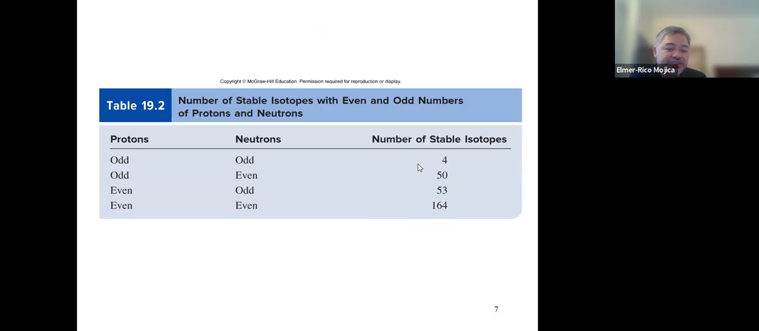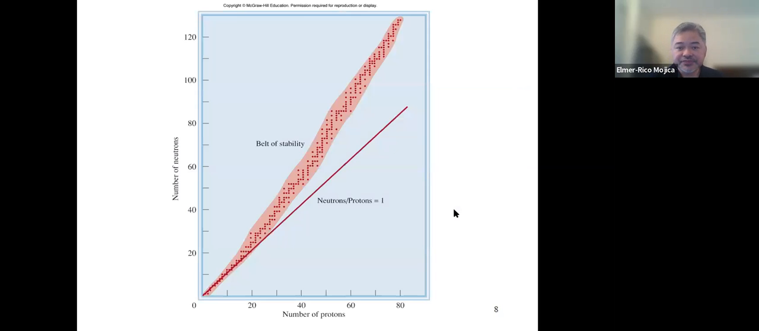Now, these are the numbers that they observe. The main thing here is the even numbers, the ones that give you more stable isotopes. Odd number of protons and even number of neutrons, there's 50. Even number of protons and odd number of neutrons, that's 53. But if you have an even number of protons and neutrons, that's 164. And here they have the so-called belt of stability.